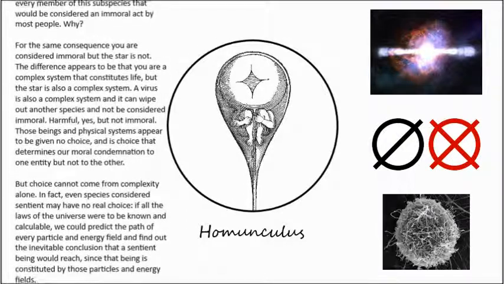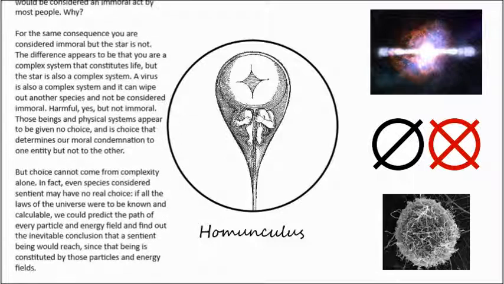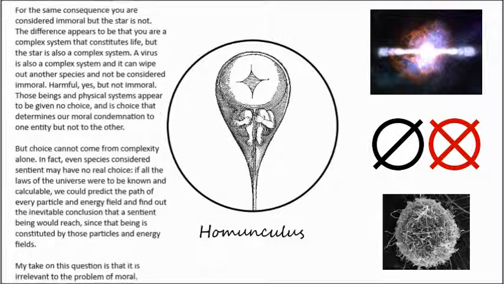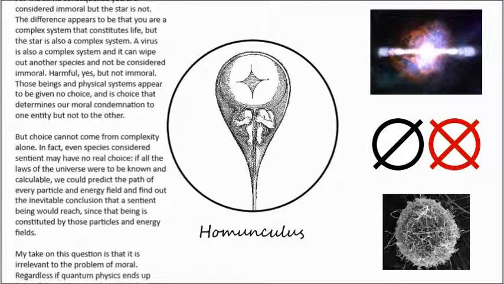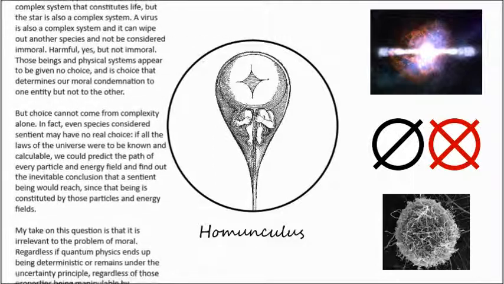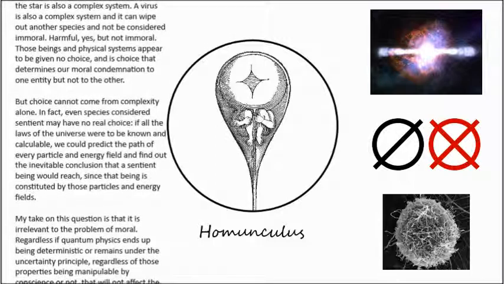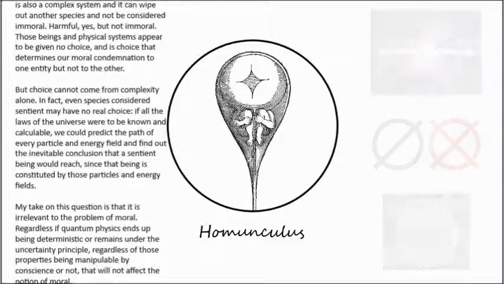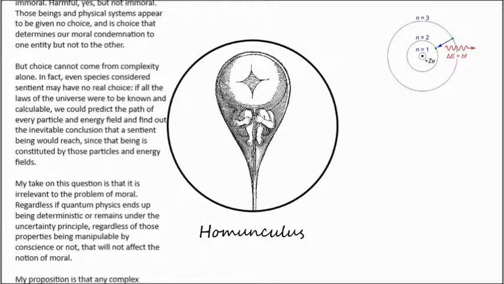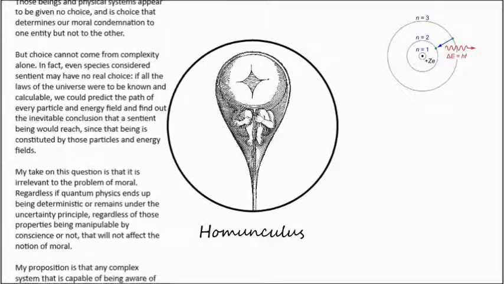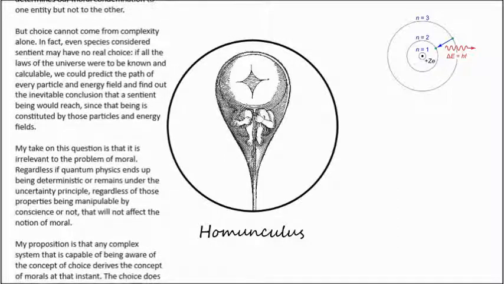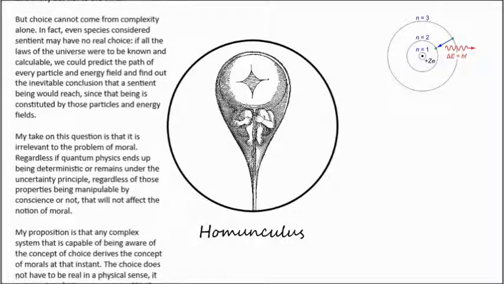If all the laws of the universe were known and calculable, we would predict the path of every particle and energy field and find the inevitable conclusion that a sentient being would reach, since that being is constituted by those particles and energy fields. My take on this question is that it is irrelevant to the problem of moral. Regardless of whether quantum physics ends up being deterministic or remains under the uncertainty principle, and regardless of those properties being manipulable by conscience or not, that will not affect the notion of moral.